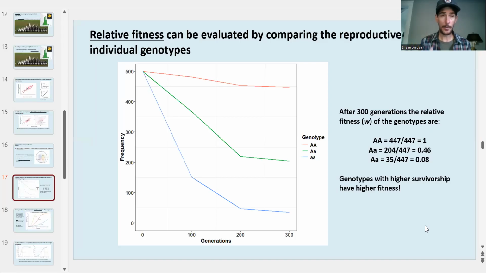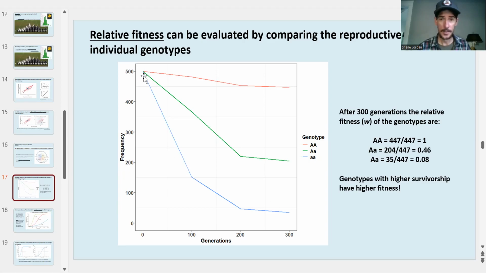So one of the most common ways that differential reproductive success can be quantified is by looking at something called relative fitness. And this can be evaluated by comparing the reproductive successes of different genotypes. So imagine this hypothetical example on this plot here where we have three different genotypes, big A big A, big A little a, and little a little a. And on the x-axis is the number of generations that are passing, going from 0 to 300 generations, and the frequency of these different genotypes occurring over this period of time.